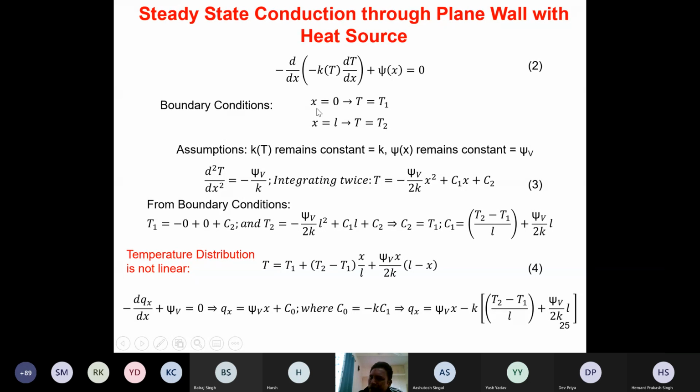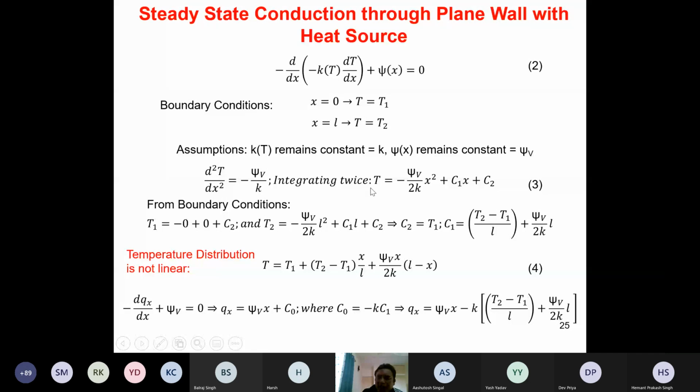With these two assumptions, we can apply the boundary conditions. The boundary conditions are: when x equals 0, T is T1, and when x equals L, T is T2. Applying these assumptions to equation number 2, we can simplify it. Equation number 2 can be simplified as d square T by dx square equals minus psi v by k. Remember, when k is not a function of temperature, we can take it out of equation number 2, and therefore we get a simplification. We can integrate it twice.